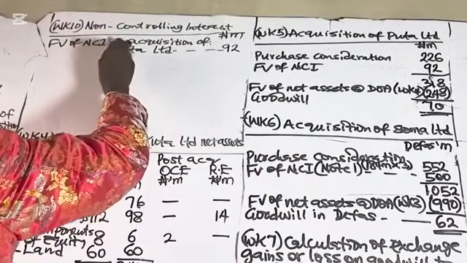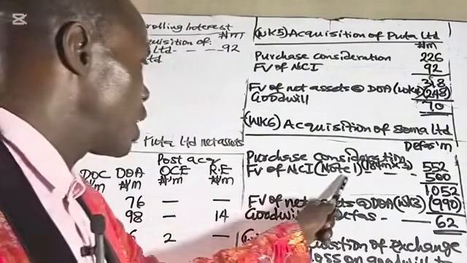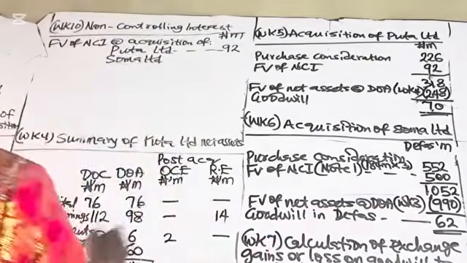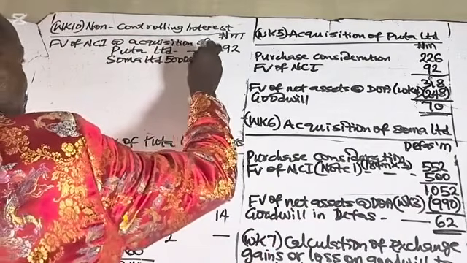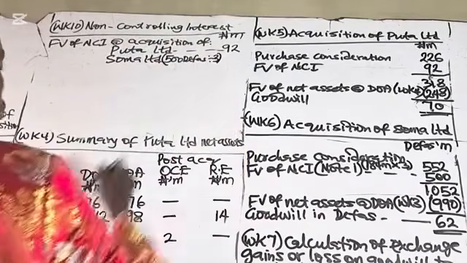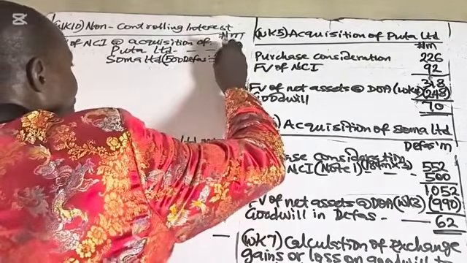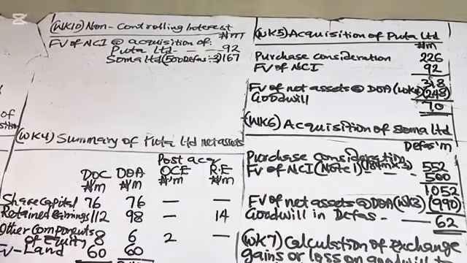Then on acquisition of Soma Limited, the fair value of non-controlling interest amounted to 500 million. This 500 million is 500 million DEFAs. So you want to translate it to Naira. So you have to use the exchange rate at the date of acquisition. So we have 500 divided by 3. That gives us 166.67. Let me just say 167 to the nearest whole number.